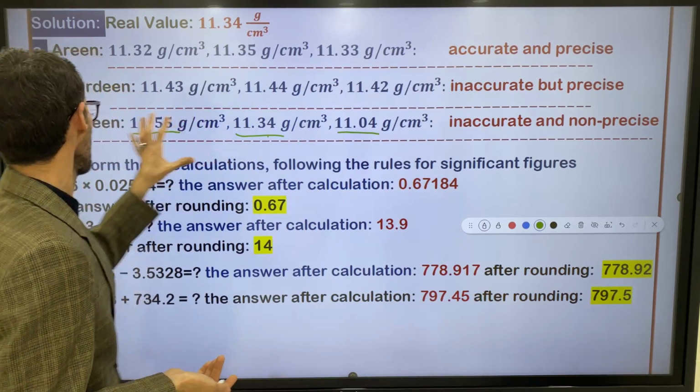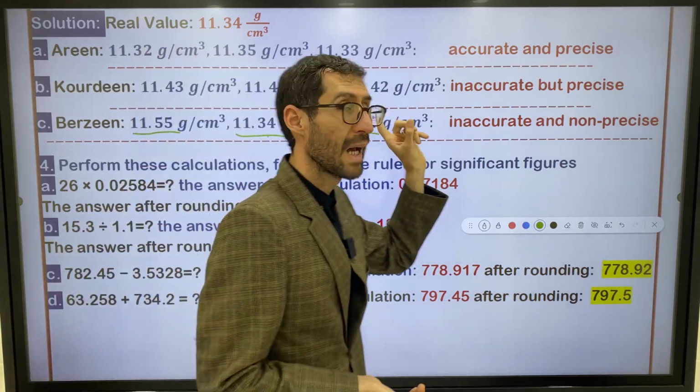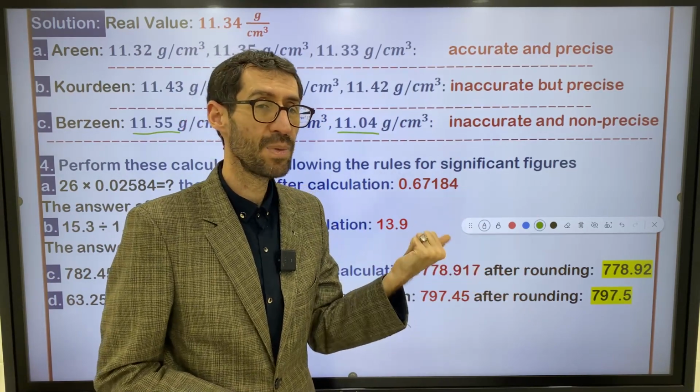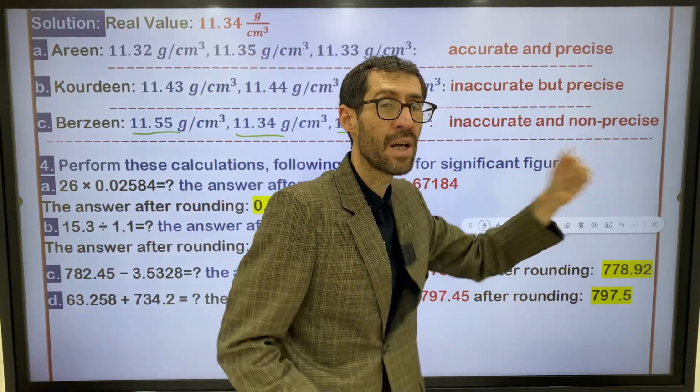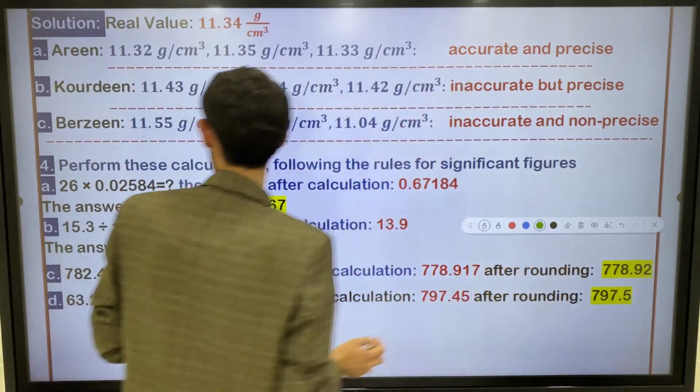So the readings of Berzin, the person was neither accurate nor precise. What does it mean? The reading is inaccurate and non-precise. Let's move on to another question.